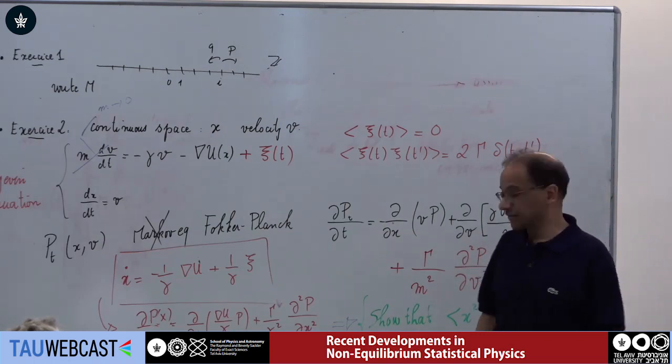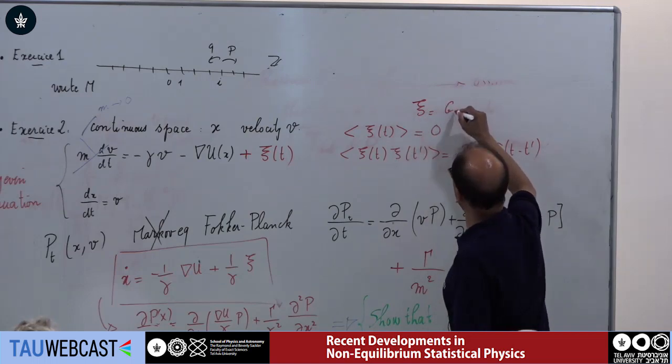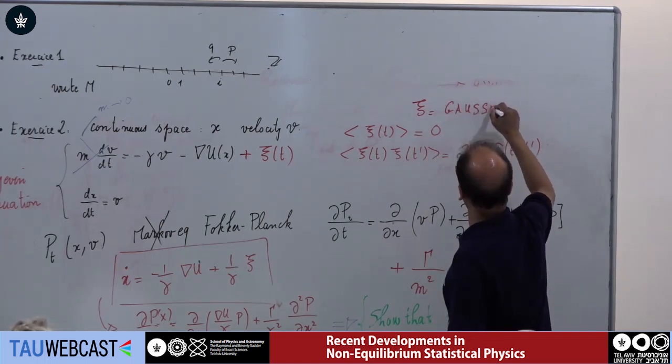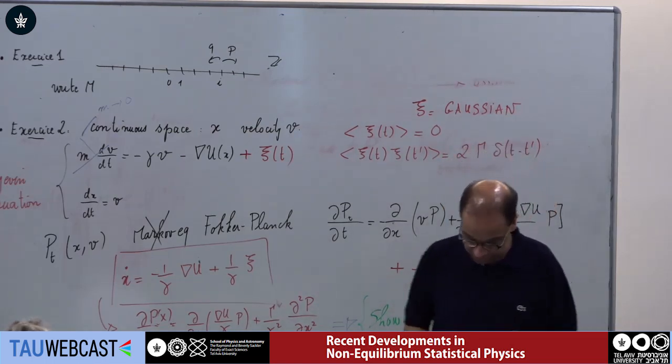Otherwise you get a different Fokker-Planck equation. Of course. So Xi is Gaussian. Yeah, I don't want to enter into these details, but it's a very important question. Sorry for being a bit loose about that.